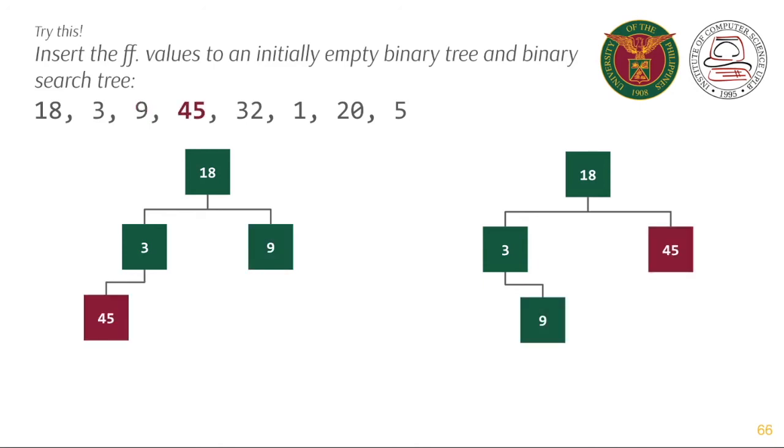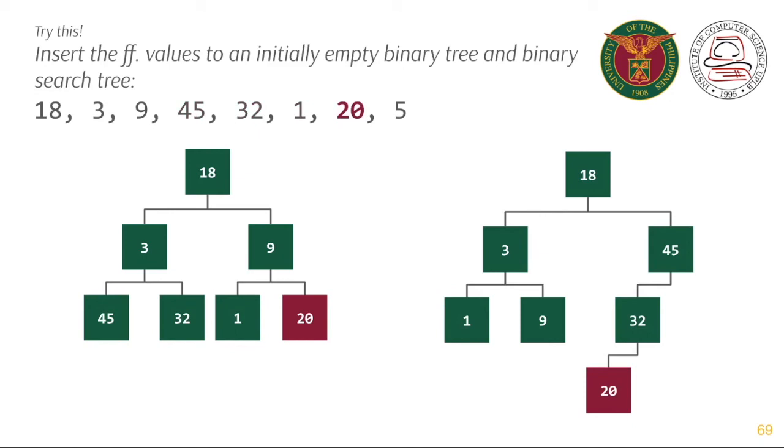Since 45 is greater than 18, 45 becomes the right child of 18. And then 32, 1, and then 20, finally 5. So the one at the left is your binary tree, and the one at the right is the binary search tree.